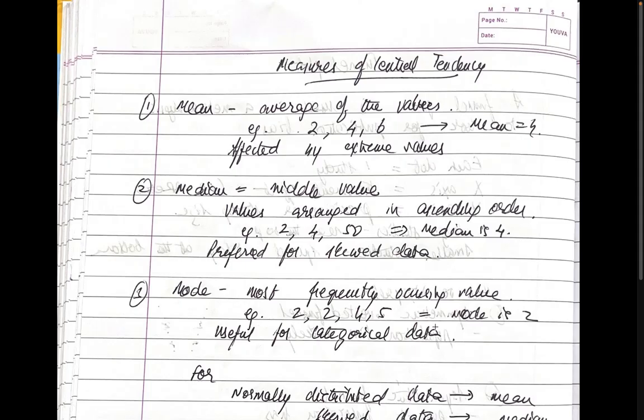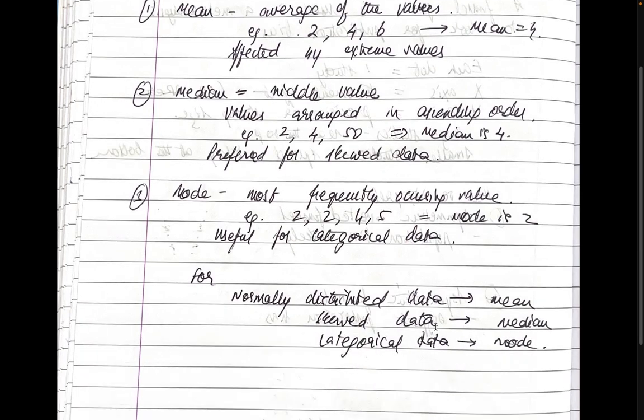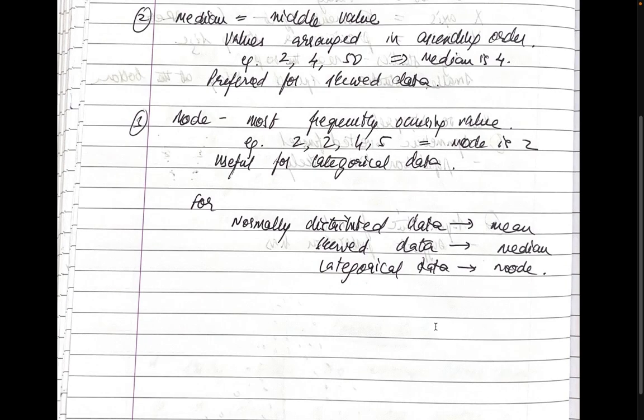Median is the middle value. The values are arranged in ascending order, and the median of 2, 4 and 50 will be 4. So it's preferred for skewed data. And the mode is the most frequently occurring value. So for 2, 2, 4, 5, the mode will be 2. It's useful for categorical data. So for normally distributed data, we use the mean. For skewed data, we use the median. And for categorical data, we use the mode.